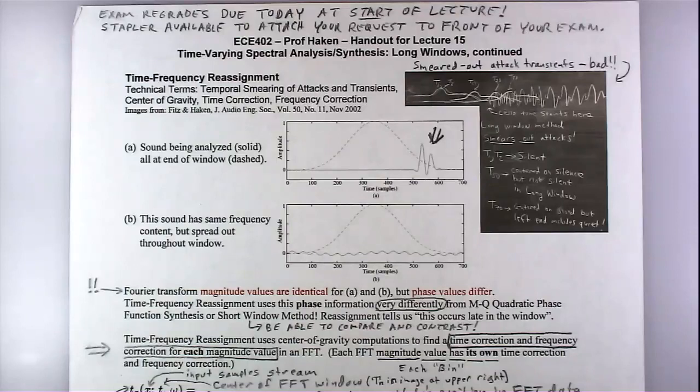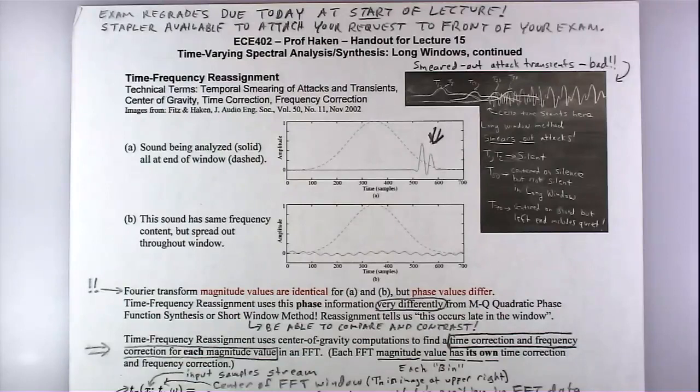Okay, so the Fluke meter company, one of the things they have is AC meters of various sorts, and I didn't even know the details, but they told me, oh yeah, they used reassignment, and it made a huge difference. It made their meters the best in the world. And why is that? Well, reassignment is a way to get time accuracy and frequency accuracy.